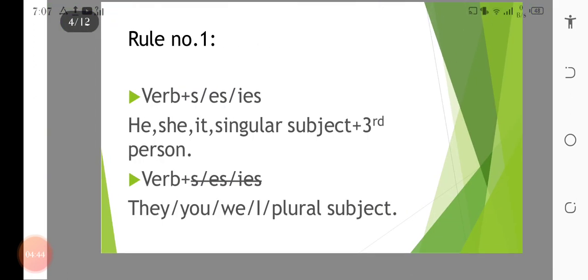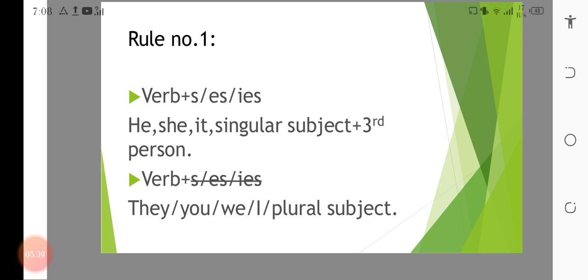The next is rule number one. In the previous slide, I told you about do and does. The other thing which we have to discuss here is where we will use S, ES, IES. These are the two things I will tell you right now. In rule number one, we will discuss verb plus S, ES or IES. We all know that there are seven pronouns: he, she, it, I, they, you, we. Now, where will we use the verb with S or ES or IES, and where will we not? So here in front of you, we have two headings. Number one, he, she, it, singular subject plus third person.